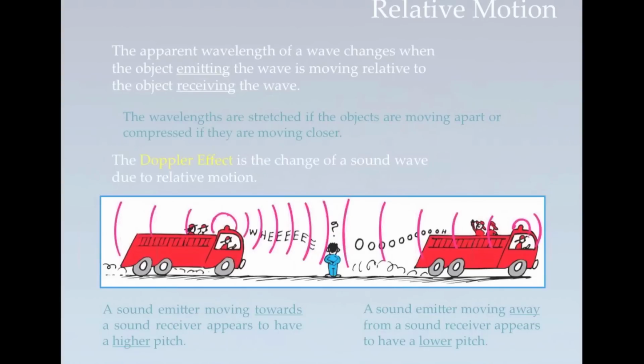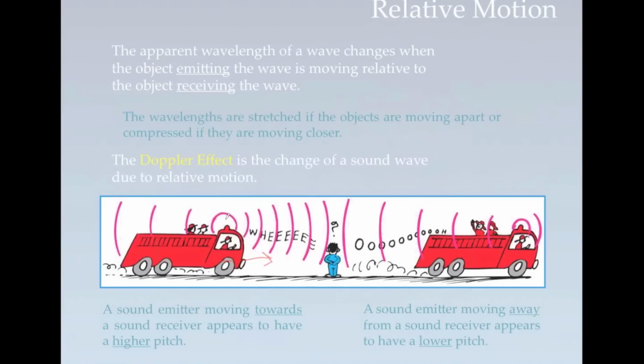If the sound emitter and the sound receiver are changing position, somehow the distance between them is either getting shorter or longer, the perceived wave is going to be higher or lower, depending on whether the object is moving towards the receiver or moving away from the receiver.